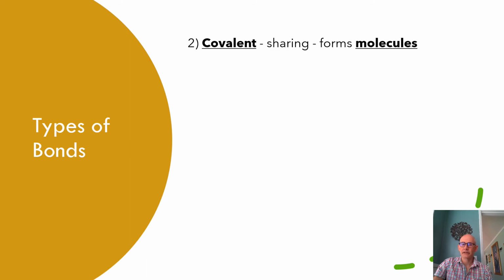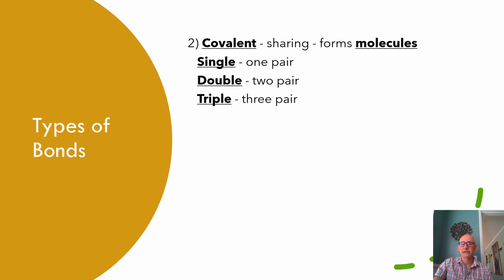All right, we also have covalent bonds. This is where the atoms are sharing electrons. So you can have single bonds, double bonds, triple bonds, but essentially neither of the atoms wants to give up their electrons.